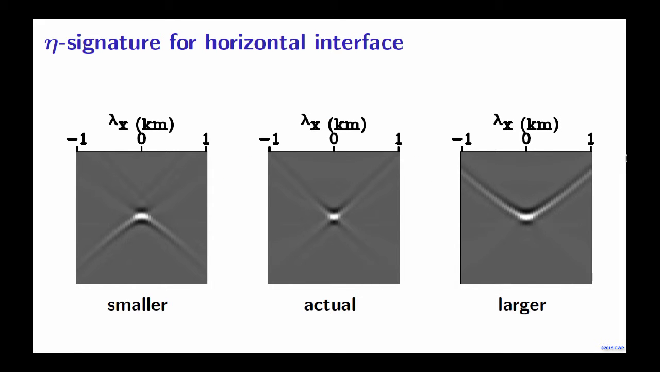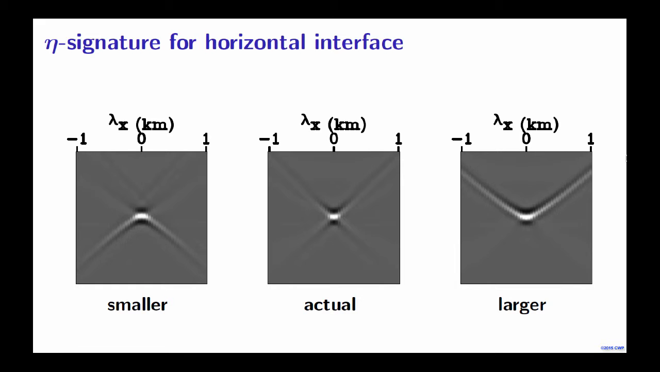In 2012, Paul and Tariq studied the eta influence in the extended image domain, and they did the analysis for a horizontal interface, and the conclusion was that errors in the parameter eta cause residual energy, a residual moveout that has a particular linear shape. And they mentioned that this particular shape, which they call V-shape, could potentially be used to distinguish the errors in the velocity from errors in anisotropy.